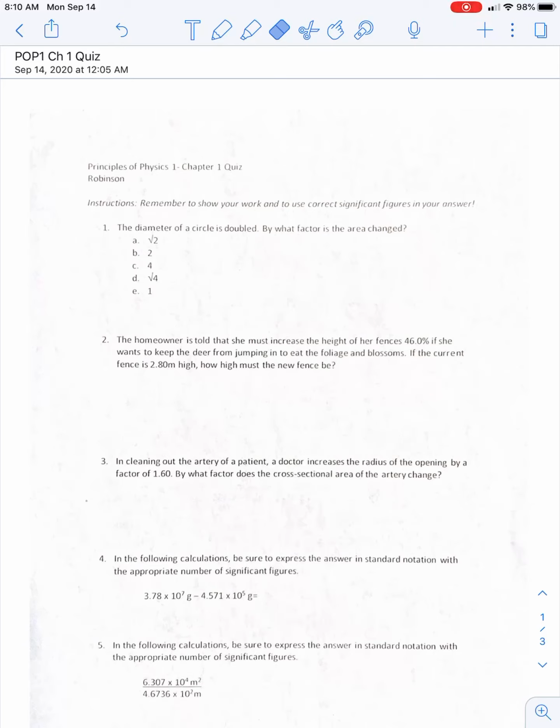All right, so on this first one, it says the diameter of a circle is doubled. The area of a circle is pi r squared. What I do in these situations is I just take the most basic number for the radius and put a 1. So pi times 1 squared is just pi. Then it says the diameter is doubled, so that means the radius would also be doubled.